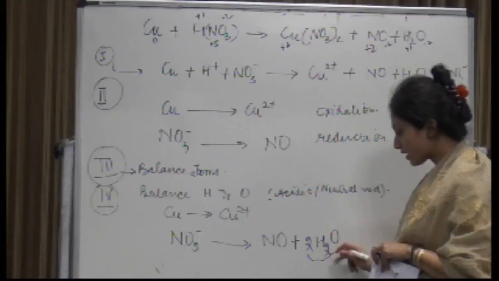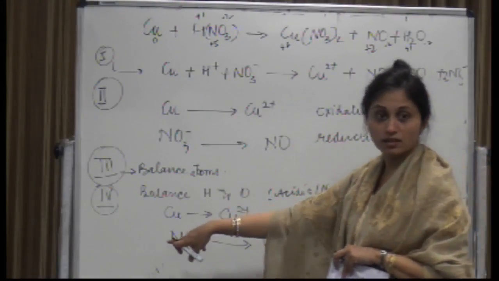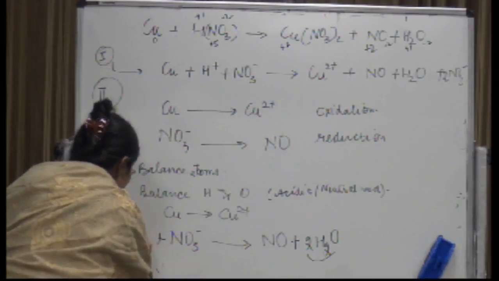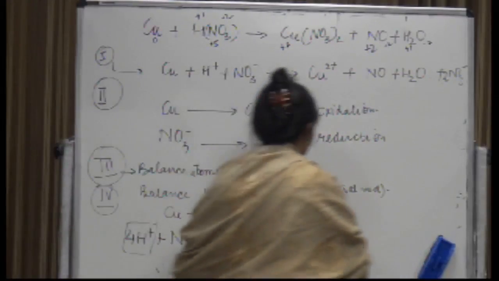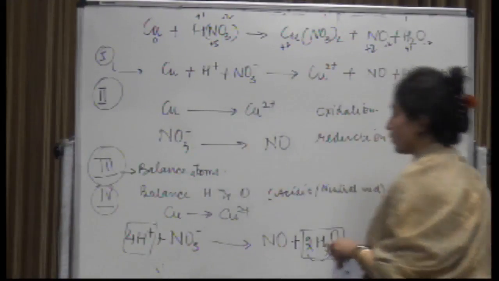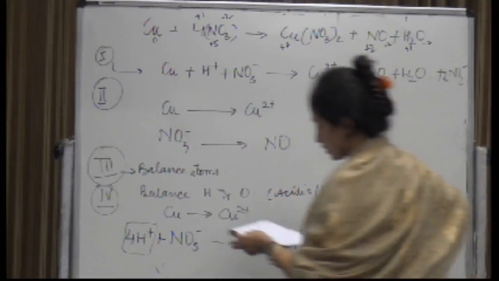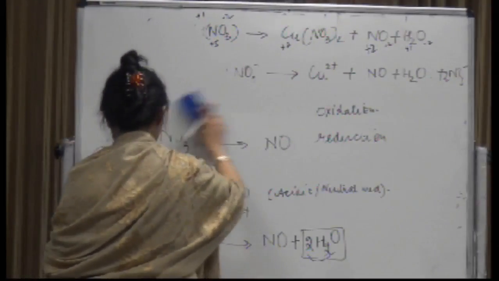I will balance now for the hydrogen atoms, and by adding H plus onto the other side, so I will get plus 4H plus. So what have I added? I have added this 4H plus and I have added this 2H2O. ठीक है? So this was my step 4. And अच्छा, step 4 में this was for the acidic medium.